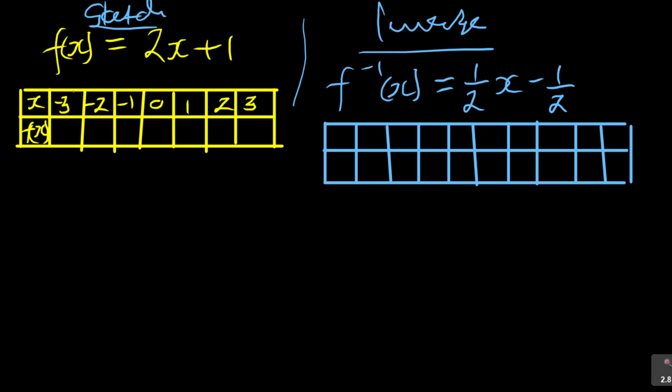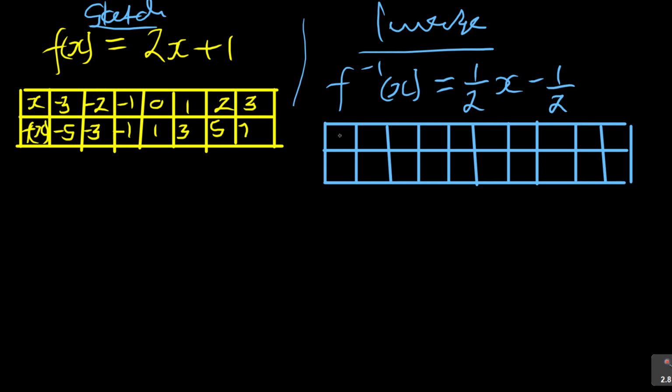This will work. So if it's minus 3 here, you can use a calculator. Minus 3 becomes minus 5, minus 2 here becomes minus 3, minus 1 becomes minus 1, 0 becomes 1, 1 here becomes 3, so you're jumping 2, 2 becomes 5, 5 becomes 7. So these are the points that you have, and we're going to plot that.